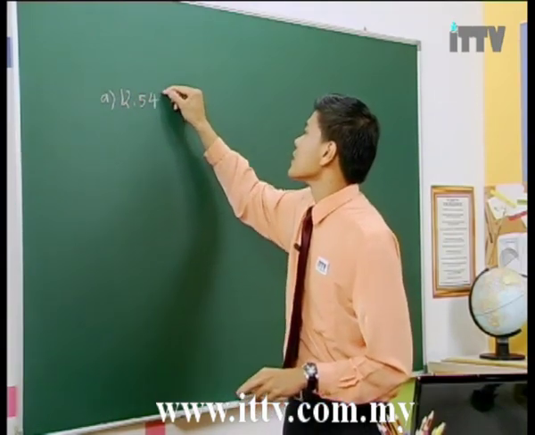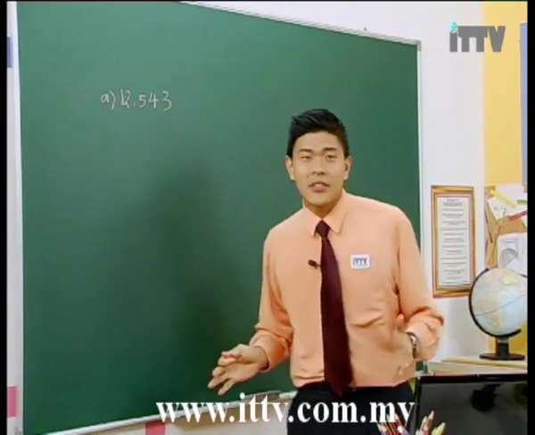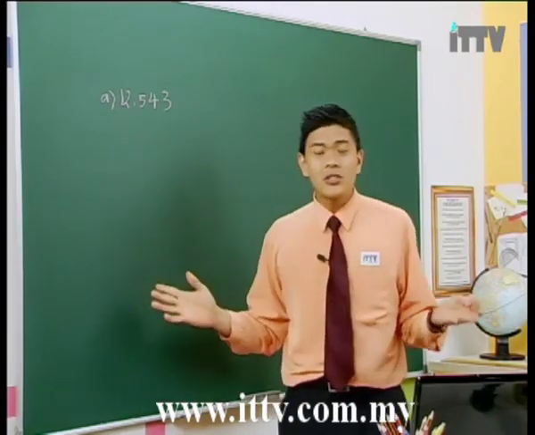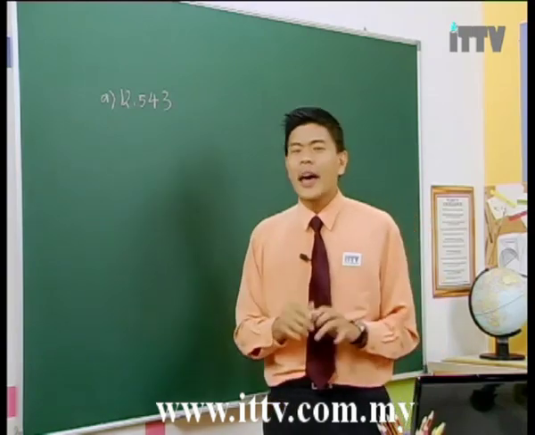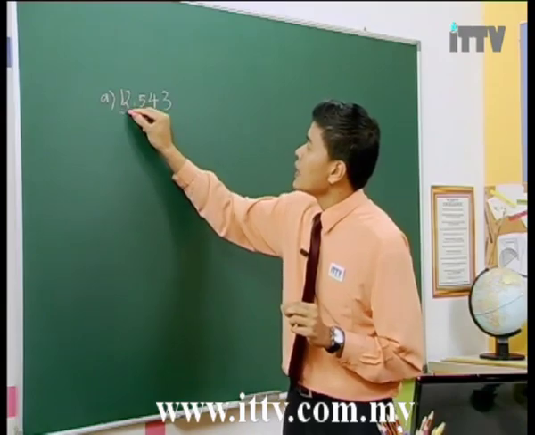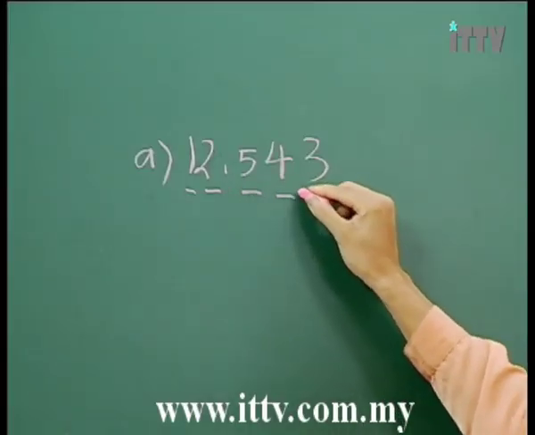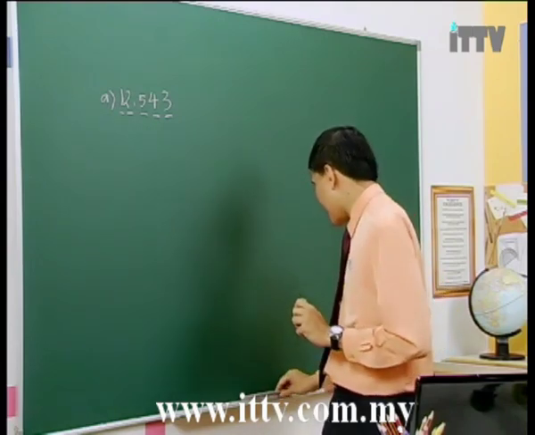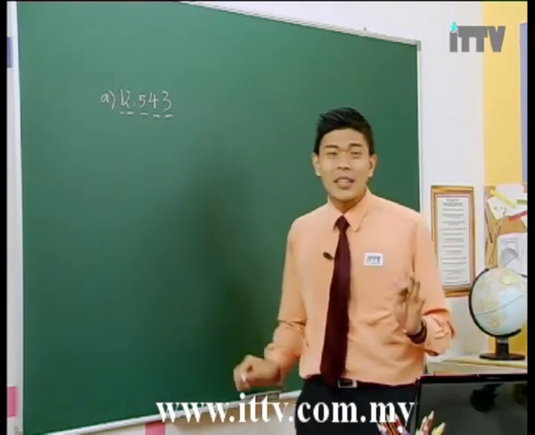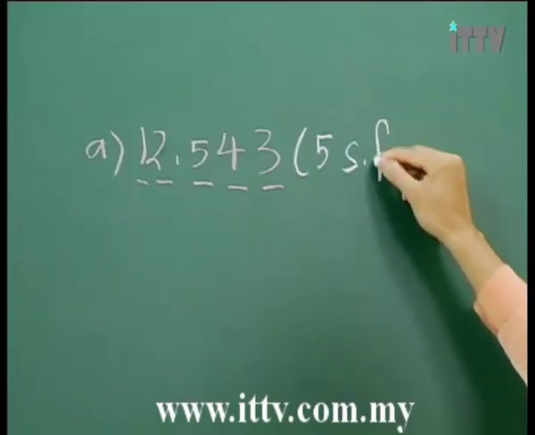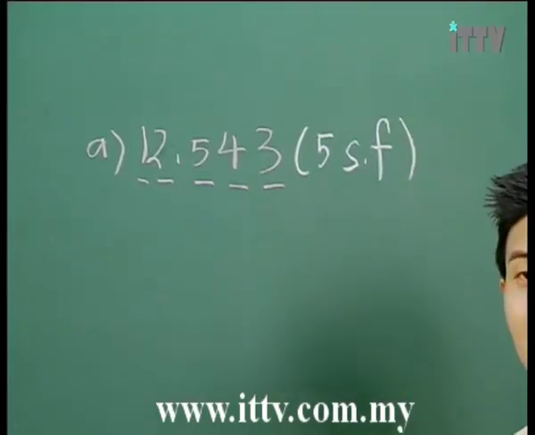12.543. How many significant figures are there? Rule 1. Because there are no zeros, automatically every digit is a significant figure. So you have 1, 2, 3, 4, 5. So all of them are significant, and this number is said to be rounded off to 5 significant figures.